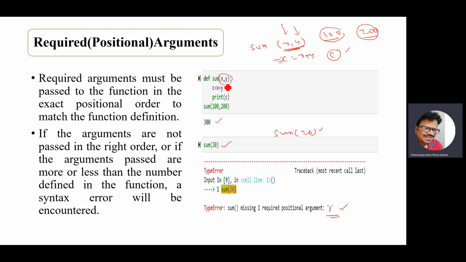Why? Because it is of course assuming 20 is supplied to x, and what about y? Because we have given only one value. Required arguments must be passed to the function in the exact positional order to match the function definition, because it is mapping one to one. Whatever the argument list we have, accordingly we have to supply the values. If the arguments are not passed in the right order, or if the arguments passed are more or fewer than the number defined in the function, an error will be encountered.